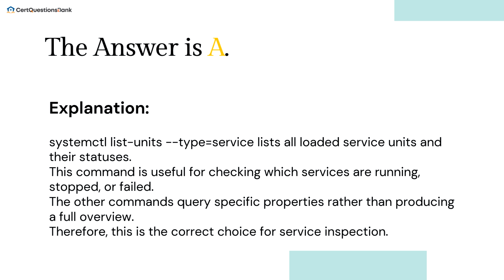systemctl list-units --type=service lists all loaded service units and their statuses. This command is useful for checking which services are running, stopped, or failed. The other commands query specific properties rather than producing a full overview. Therefore, this is the correct choice for service inspection.